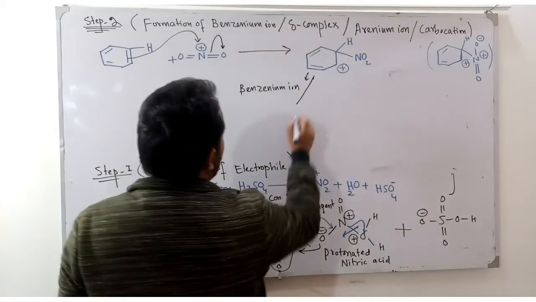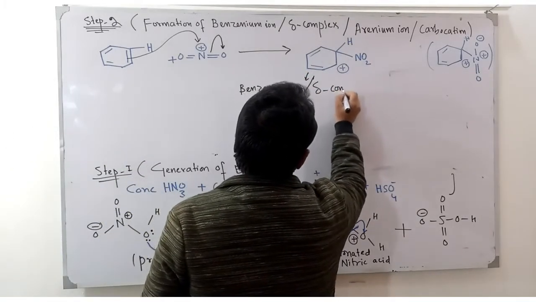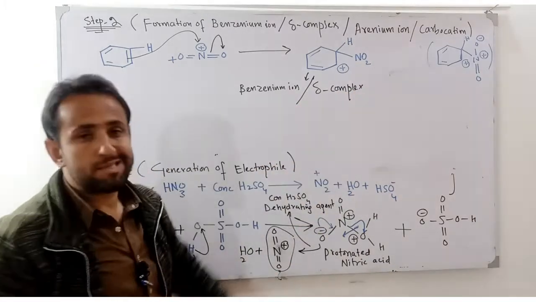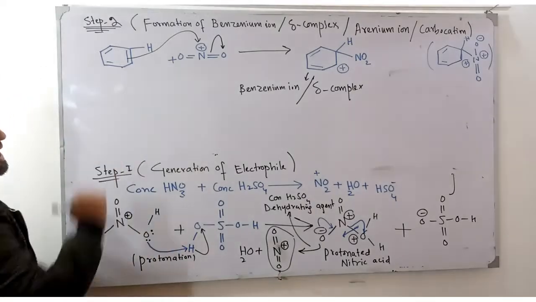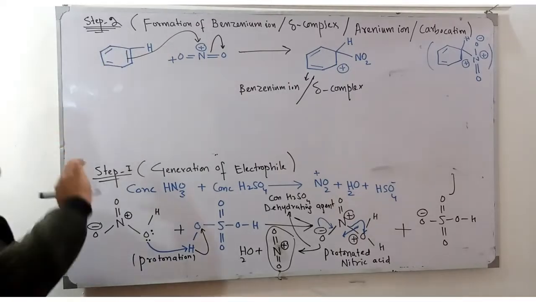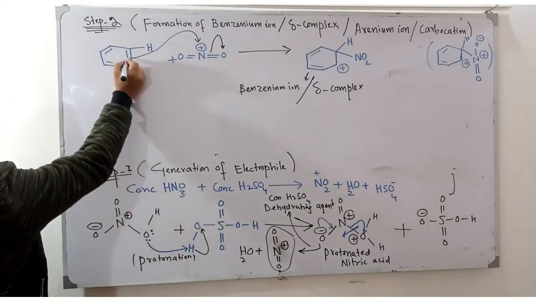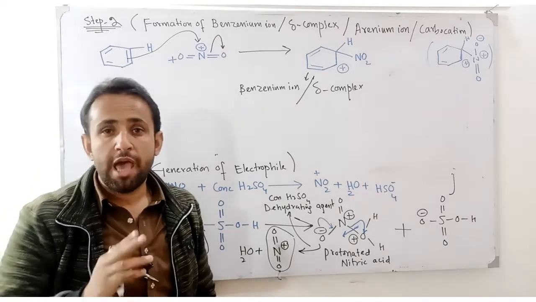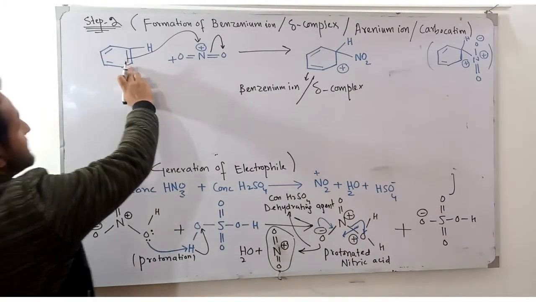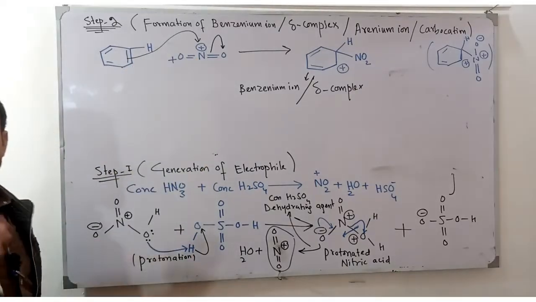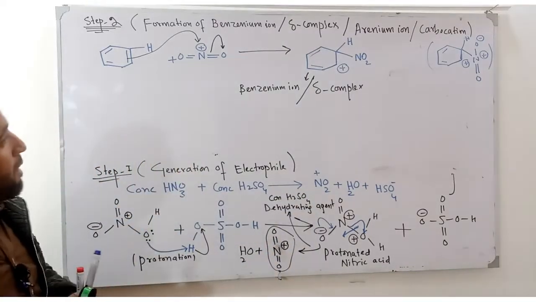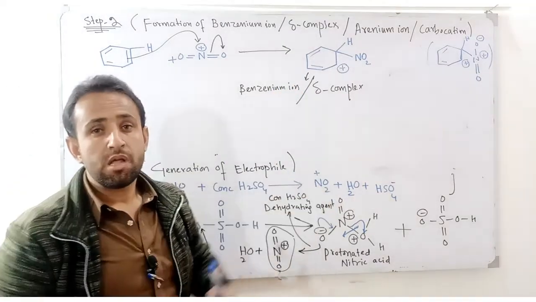Why is this also called a sigma complex? Now listen to the reason. Look at this compound. This is a simple benzene molecule, where a double bond is present. Here is a pi bond. When the double bond of the benzene attacks the nitro group, the double bond finishes. The double bond is vanished.